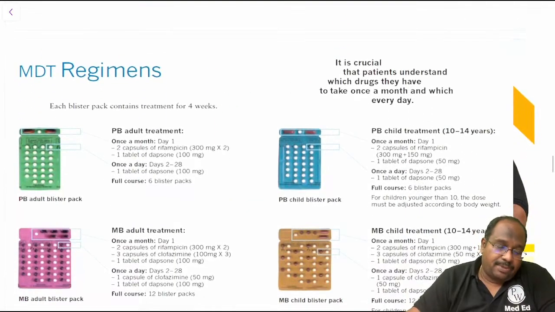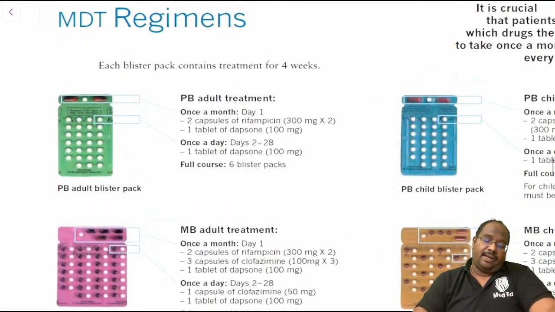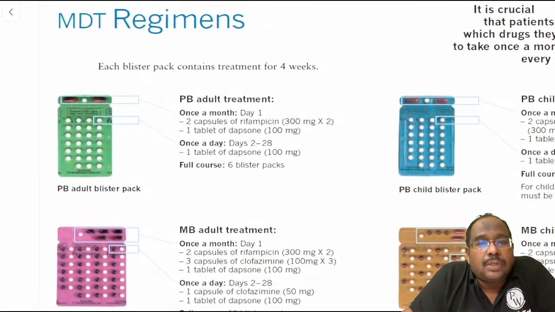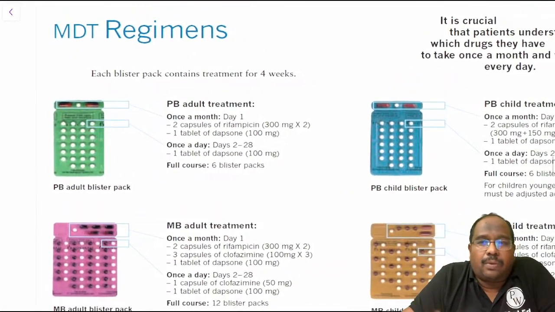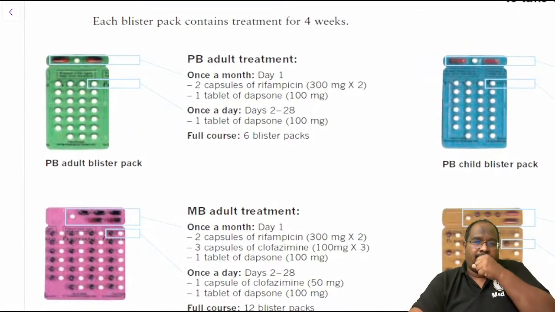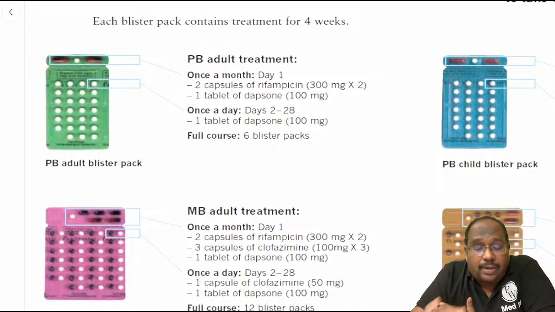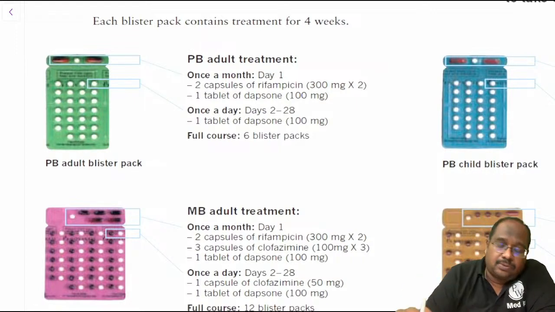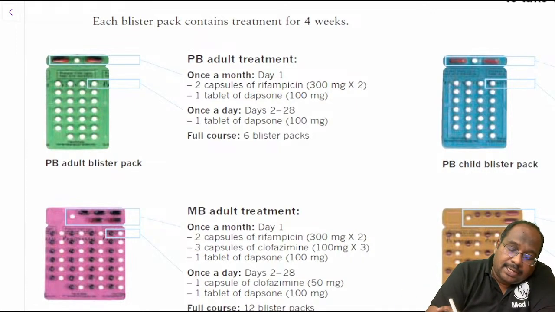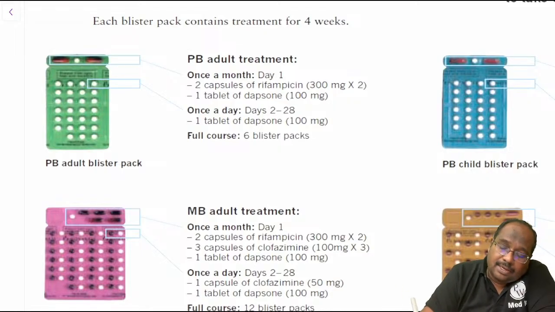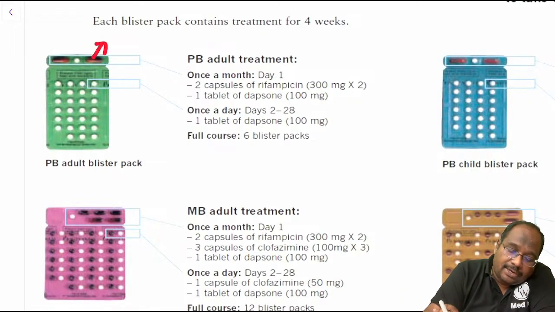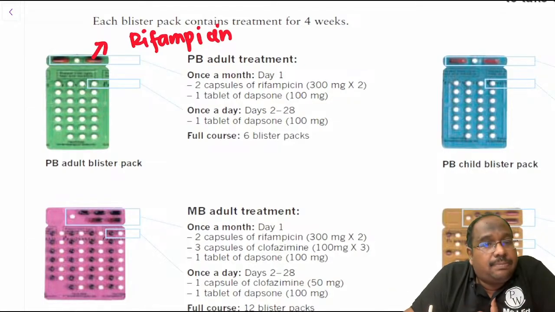So these are the regimens that are available. This is a blister pack. One is for children, one is for adults. Let us concentrate on adults, guys. This is what the government is currently giving. This one is rifampicin. Rifampicin we are going to provide monthly, guys.